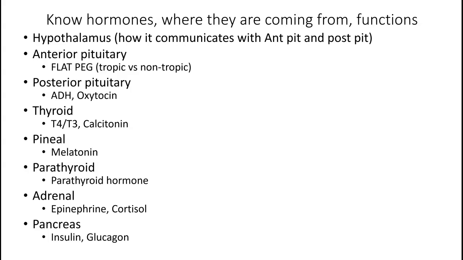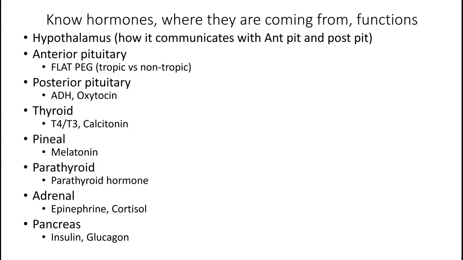Now, the anterior pituitary has several hormones, and we talked about the difference between a tropic and non-tropic hormone. A tropic hormone is going to talk to other glands. An example of that would be TSH. TSH would then communicate with the thyroid to release thyroid hormone. Non-tropic hormones are going to talk to cells directly.